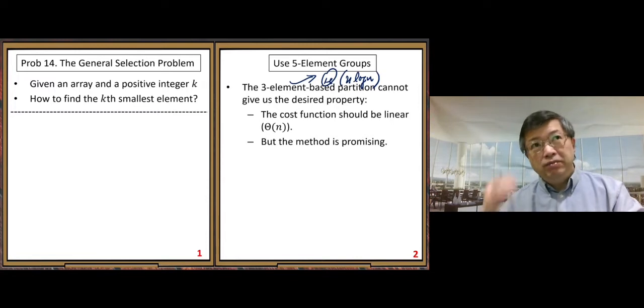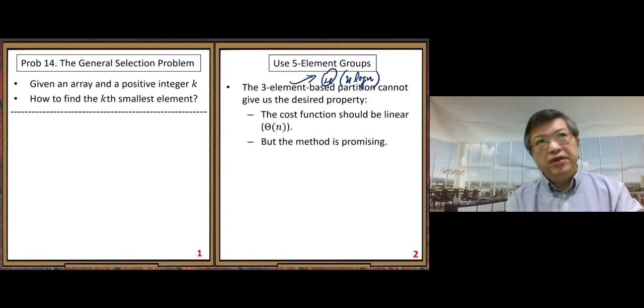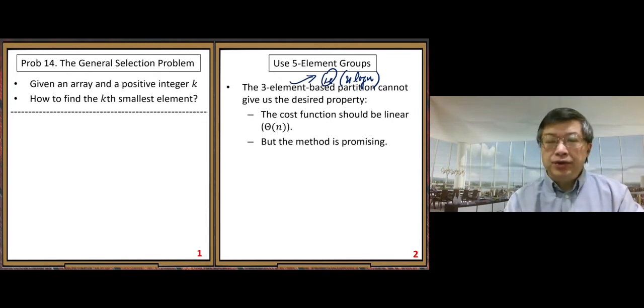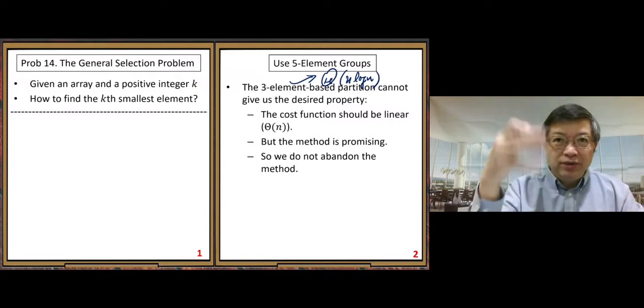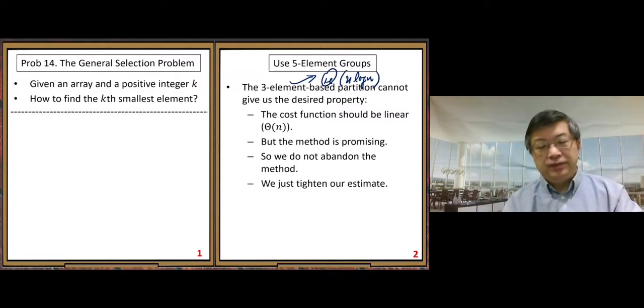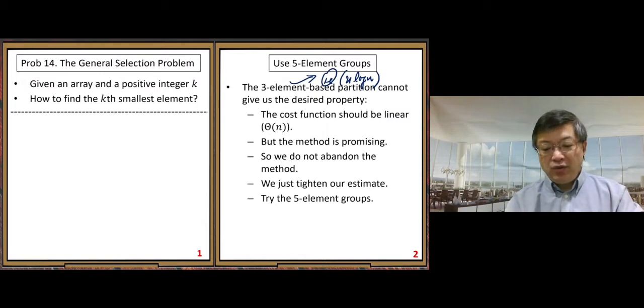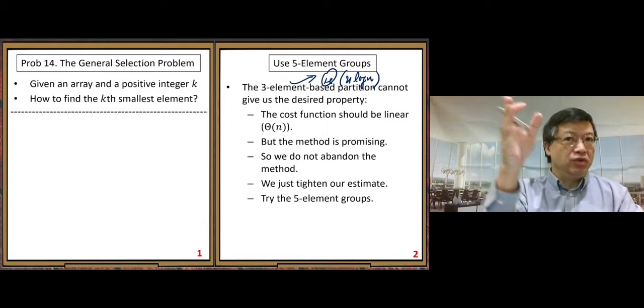But based on our intuition, we feel this method is pretty promising. If we can make our estimate better, we can still use it to get the job done. So that's the reason we want to give it another try. This time we use 5-element groups.